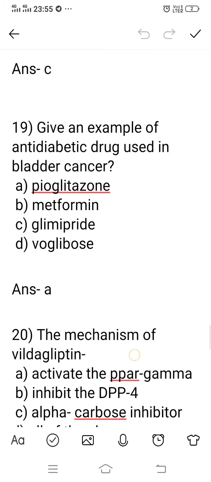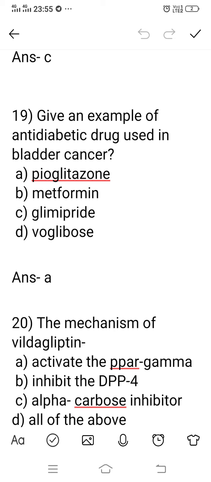Question number 19. Give an example of an antidiabetic drug used in bladder cancer. Option A, pioglitazone. Option B, metformin. Option C, glimepiride. Option D, voglibose. It is one important question.